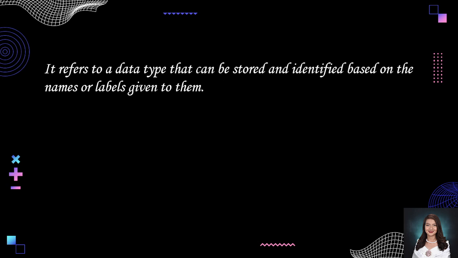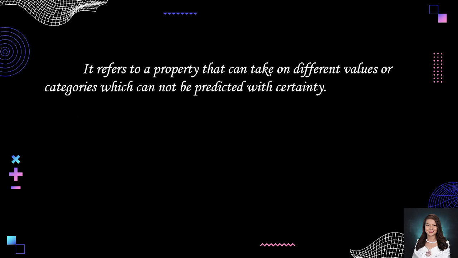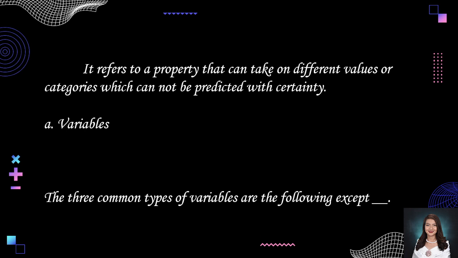Next one, it refers to a data type that can be stored and identified based on the names or labels given to them. The correct answer here is categorical data. Different values or categories which cannot be predicted with certainty. The correct answer here is variables. The three common types of variables are the following except the data variables.